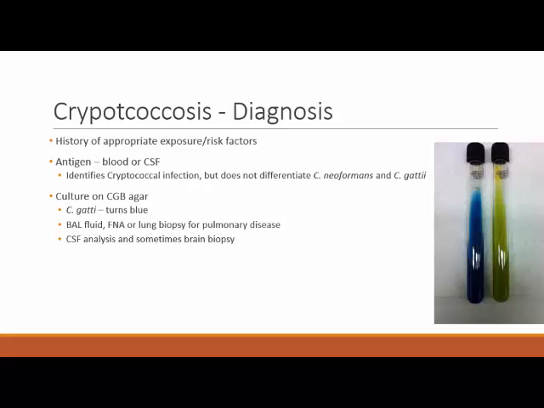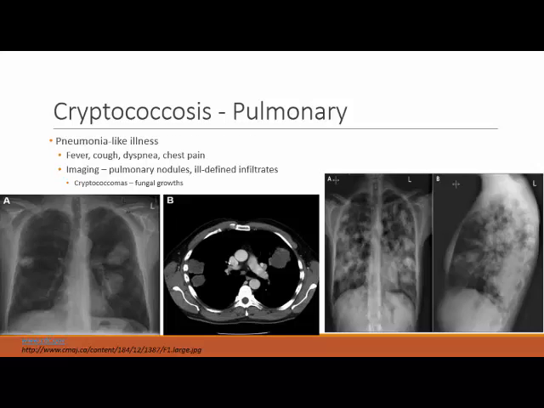Diagnosis, again, you need your history and risk factors. For antigen testing, you test the blood or the CSF, and it identifies cryptococcal infection, but it does not differentiate. You do have to culture it on that agar, as I mentioned. So this is a picture. It's normally this yellow-green color, but Cryptococcus gattii will turn it blue. And you should be culturing, testing BAL, FNAs or lung biopsy for pulmonary disease and CSF analysis. Sometimes brain biopsy is required.